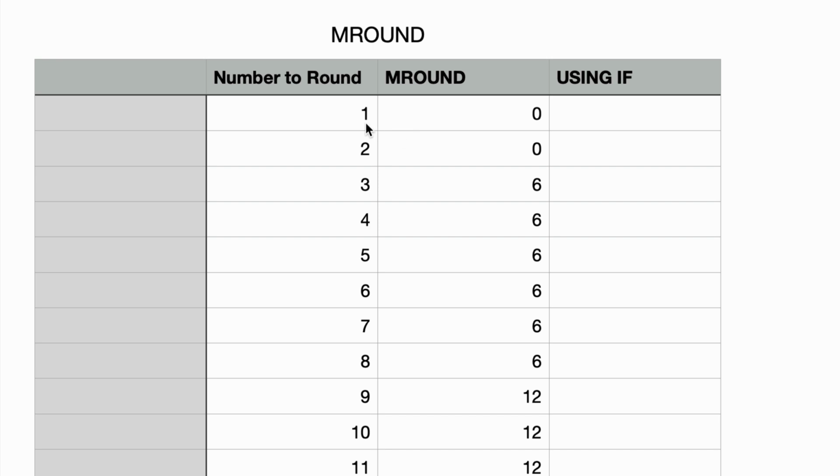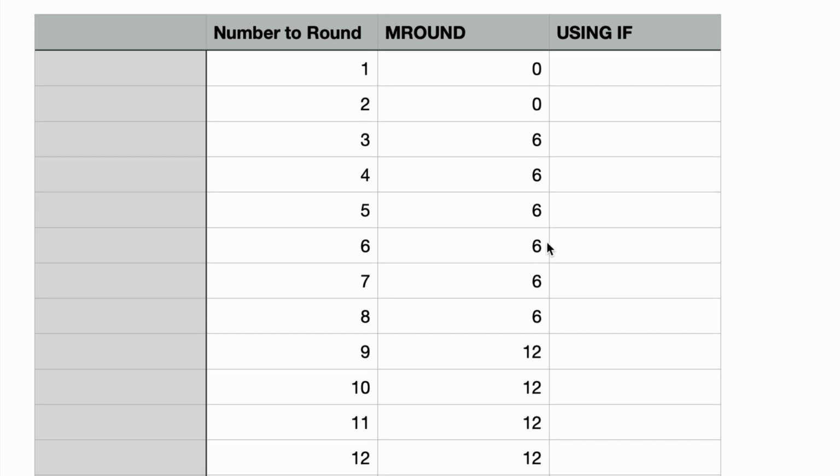So a value of 1 rounds down to 0 because 0 is closer to 1 than 6. And 0 is always the first number for all factors. 2 also rounds down to 0. 3 is at the halfway point, so that rounds up to 6. Just like if we were rounding 1.5 to the nearest whole number, that will round up to 2 rather than down to 1. 4 and 5 also round up to 6, and 6 of course just stays at 6.